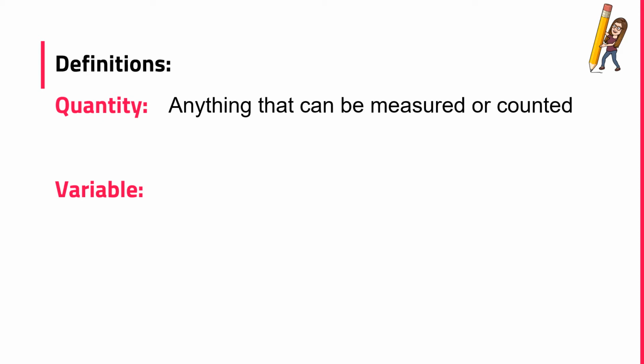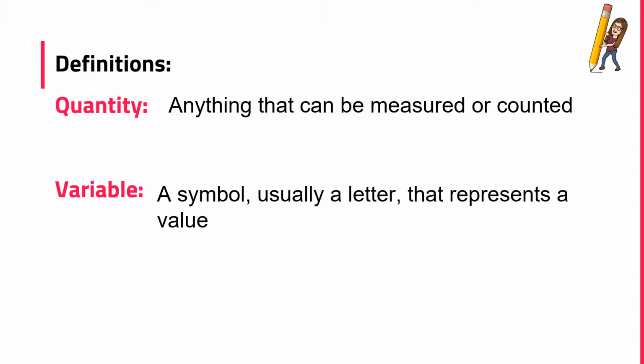The next term is variable. A variable is a symbol, usually a letter, that represents a value. Quick question. What variable do we tend to use the most in math? I'm hoping you're thinking of the letter X.